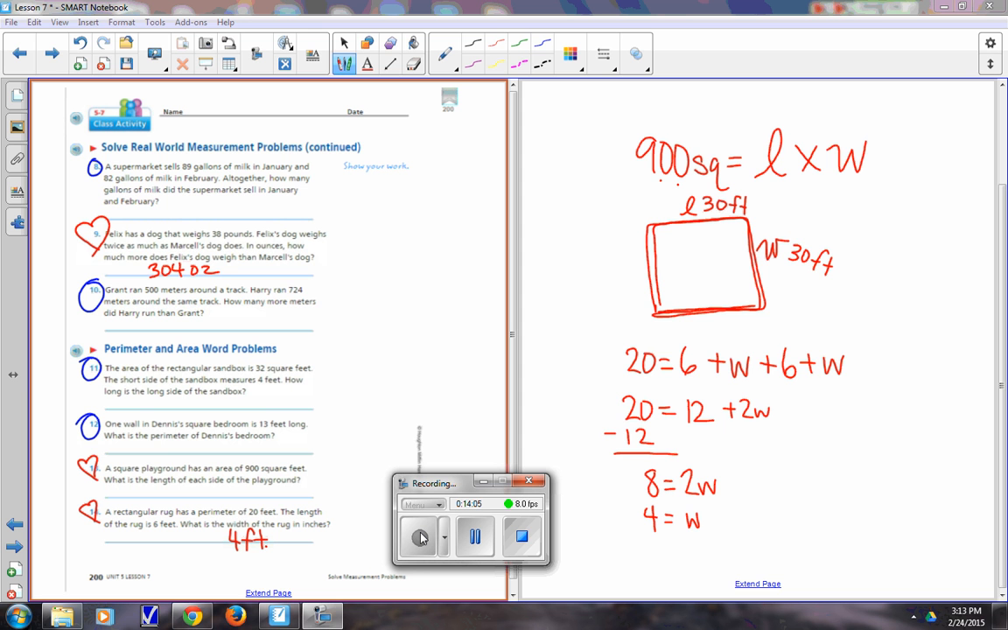Oh, but what did I do wrong, friends? The length of the rug is 6 feet. What is the width of the rug in inches? So if I want to figure that out, all I have to do is multiply by 12, which is 48 inches. 30 feet. Sorry this is so long.